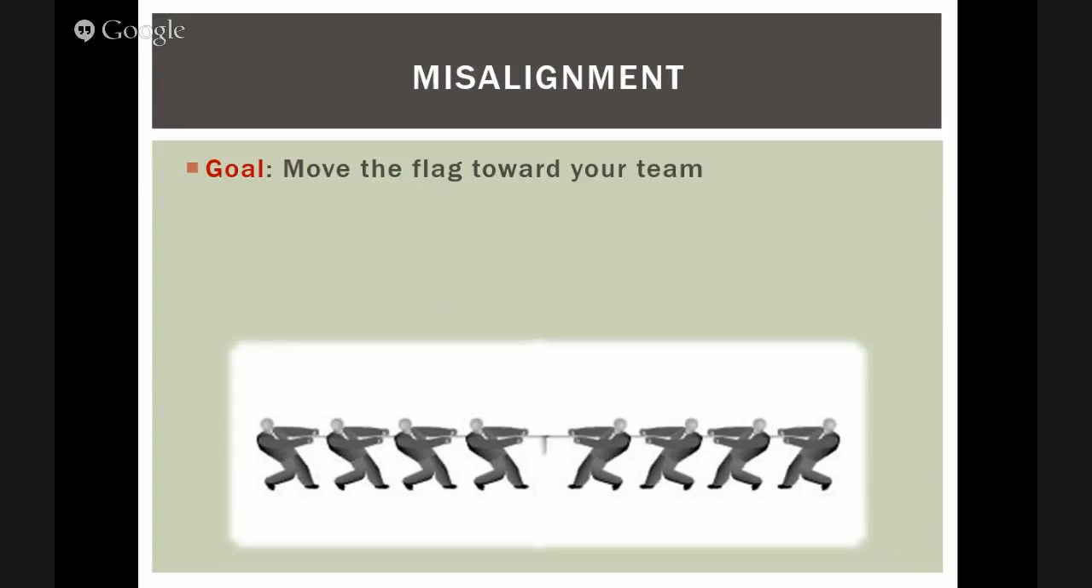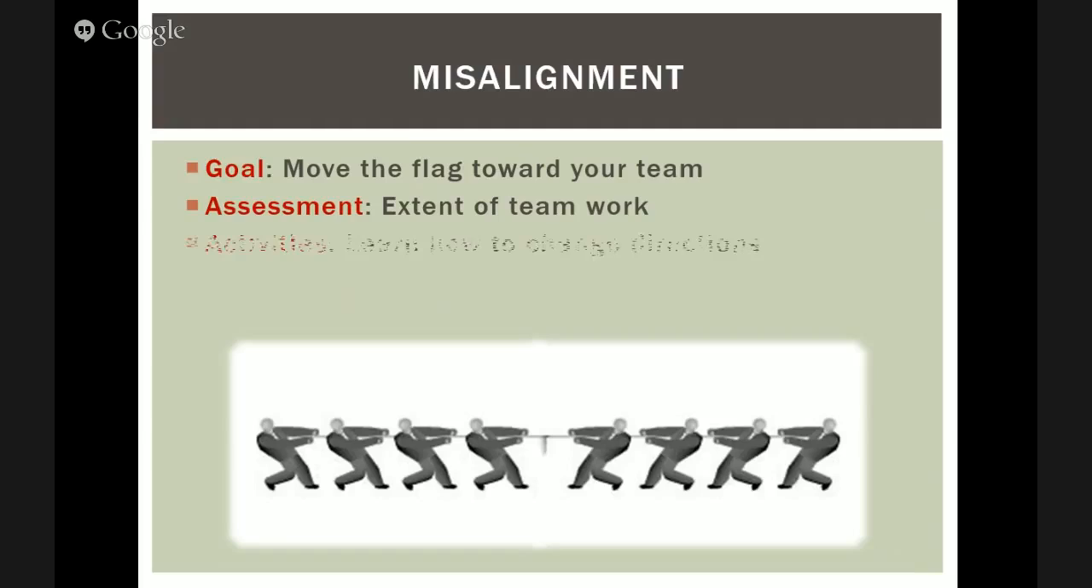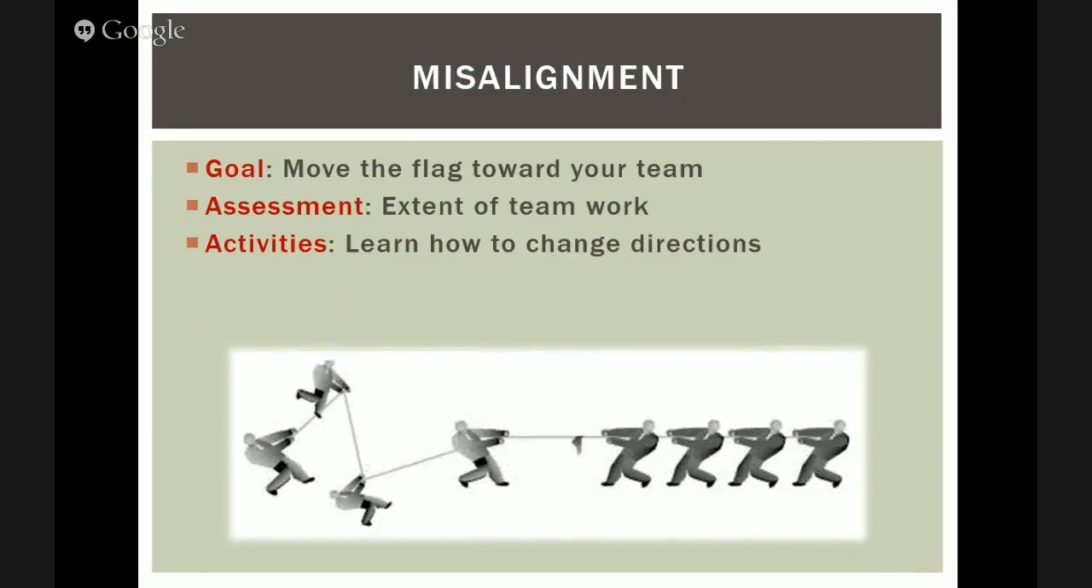So this is like tug of war, right? You have two teams on each side, you have a little flag, and you want to move it towards yourself. So that's your goal. You want to move the flag toward your team. Assessment, the way you assess whether or not that's working, is by measuring the extent to which people were working as a team. And then what you learn to prepare you for this goal of moving the flag, you learn about changing directions for some reason. So you see, everything is misaligned. So you're not going to be able to achieve your goal. It's going to be a complete mess. And that's what you want to think about. I mean, this is pretty obvious, right? That they all don't make sense. But sometimes it's a little bit more subtle.